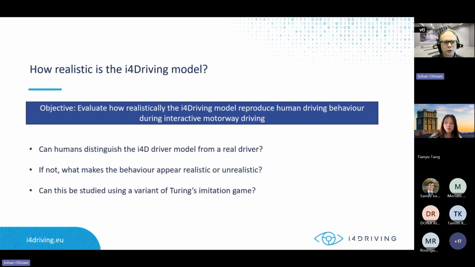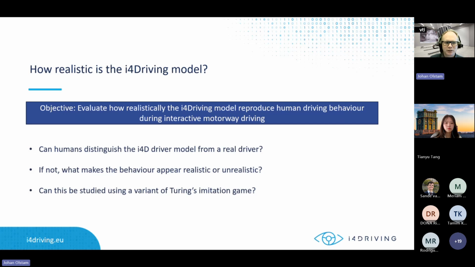So to complement this, we were thinking of also doing some more subjective evaluations. The objective we'll talk about today is evaluating how realistic the i4Driving model is at reproducing human driving behavior from the perceived point of view of a driver. We have been focusing on motorway driving because we think that's maybe where the model is most mature. So we ask ourselves the question: can humans distinguish the i4Driving model from a real driver?